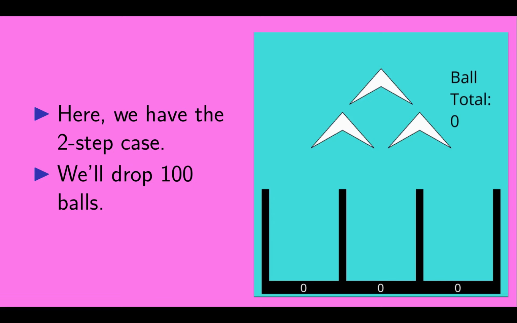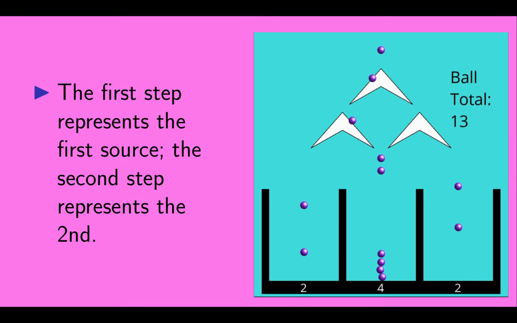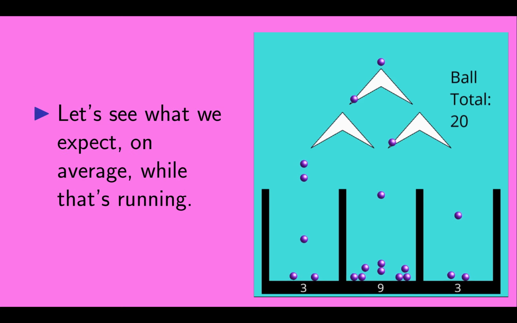Okay, now let's move on to the two-step random walk. Okay, so here we have the n equals 2 case. We'll drop 100 balls. Again, each dropped ball represents a measurement, in this case with two important sources of error. The first step represents the first source of error. The second step represents the second source of error. Let's see what we expect on average while that simulation is running.